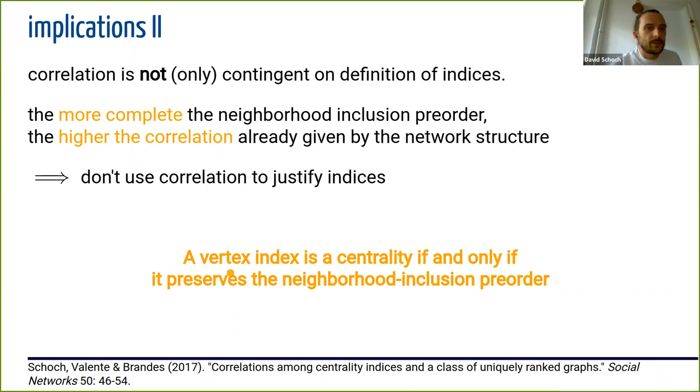So the real conclusion from this technical work is that we now have a way of defining what makes an index a centrality index. And that is just any function or index that preserves this neighborhood inclusion pre-order. Whenever a node U is dominated by the node V, the centrality value of V should always be higher than the one of U. If this is not the case, then the index does not fulfill this property and it is not a measure of centrality in our sense, of course.